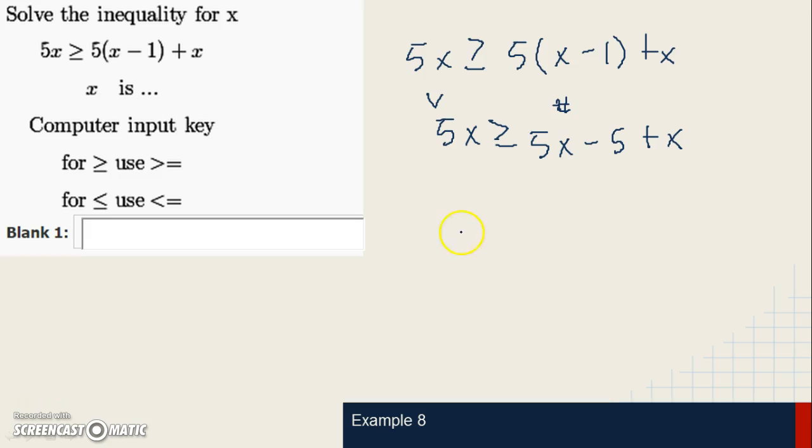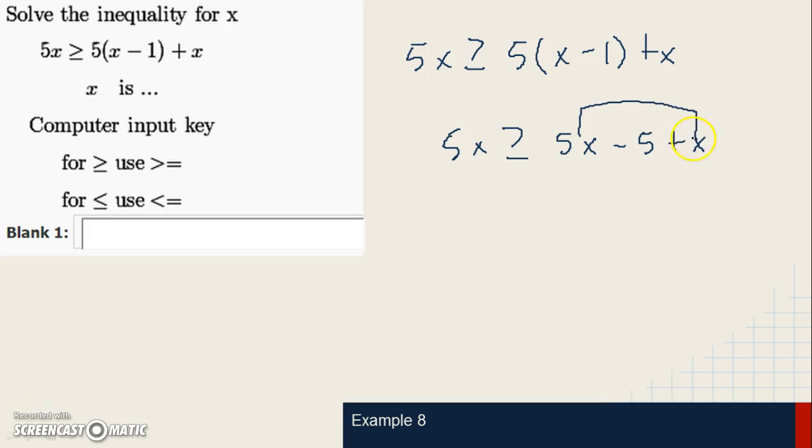Sorry, I made a mistake on the video, so I had to go back and fix it. So real quickly, I'm going to just erase this part. Before I solve for x, I've got to make sure that I simplify it. So I've got 5x is greater than or equal to 5 times x is 5x. 5 times negative 1 is a negative 5 plus x. I can combine like terms on this side. 5x plus x is the same thing as 6x minus 5, which is, in this case, less than or equal to 5x.